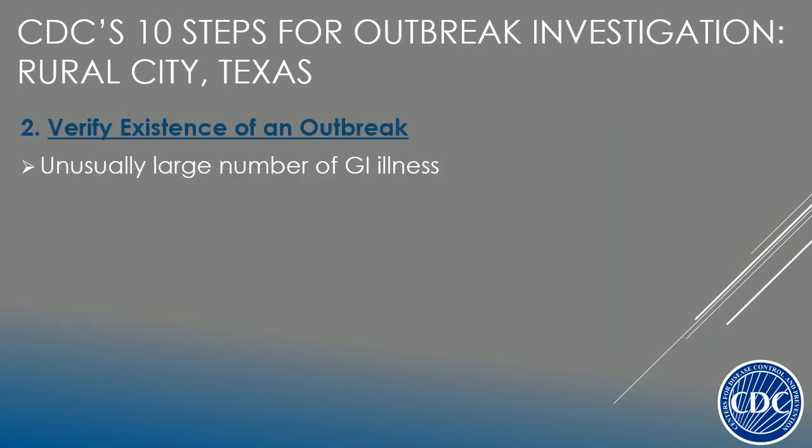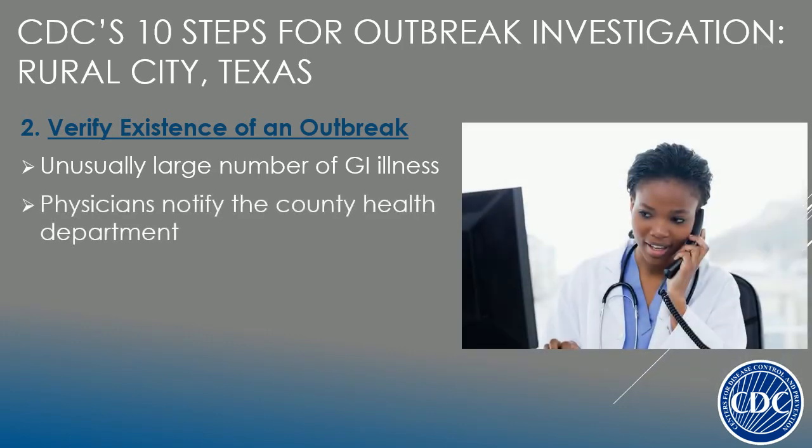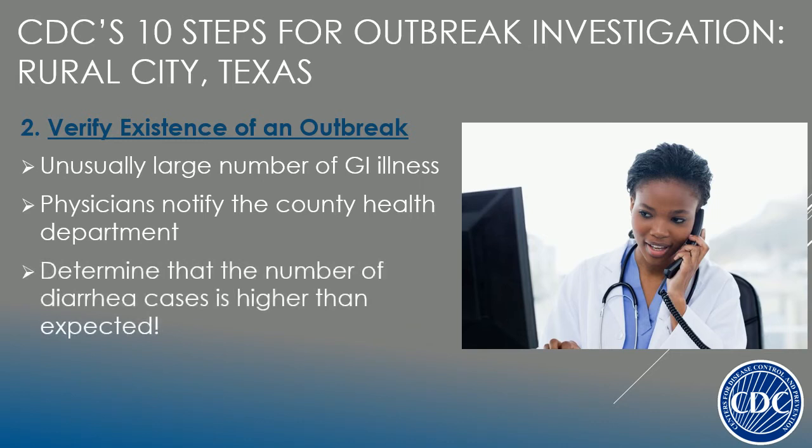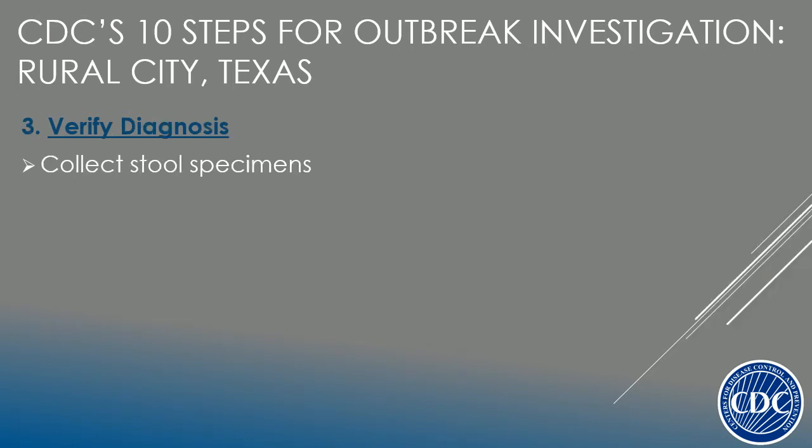Second, the existence of an outbreak is established by the unusually large number of gastrointestinal illnesses, which is a sign of concern for physicians at the local hospital. The physicians notify the county health department, who determines the number of diarrhea cases is higher than expected.